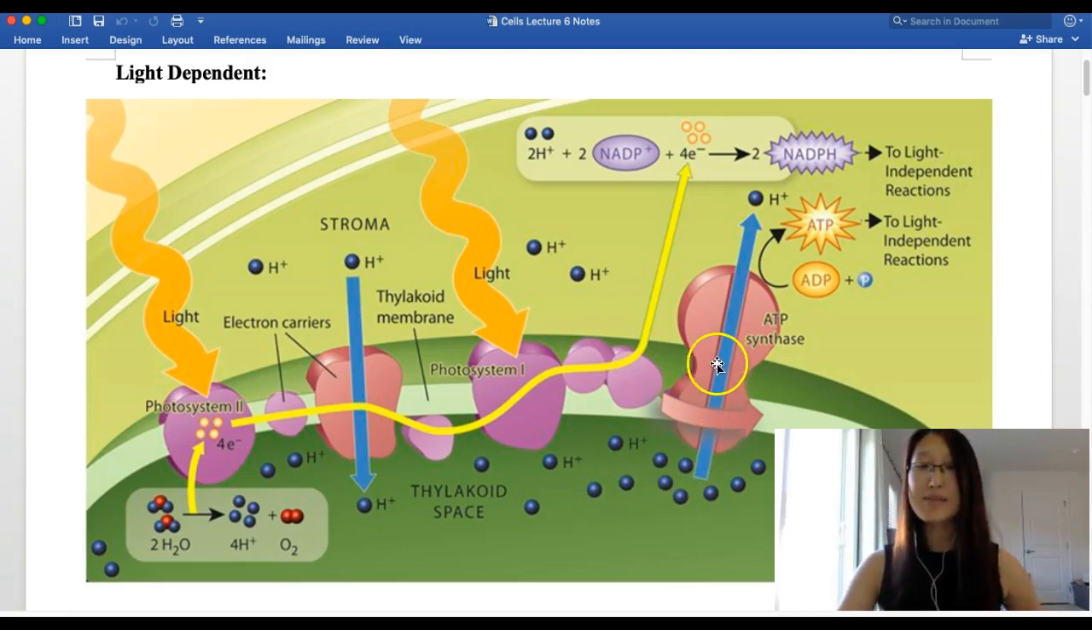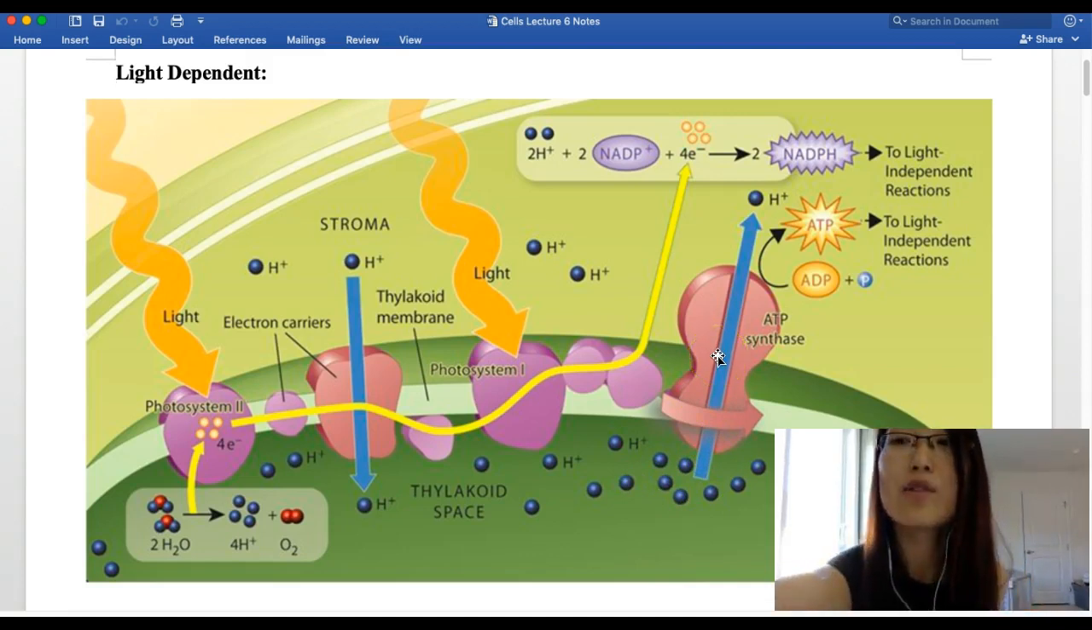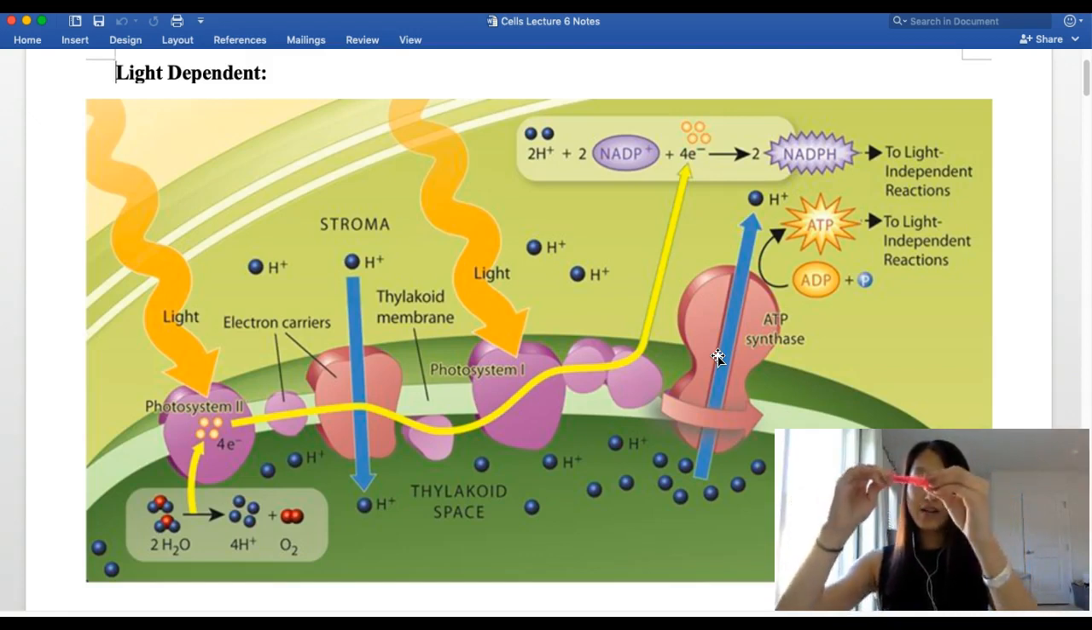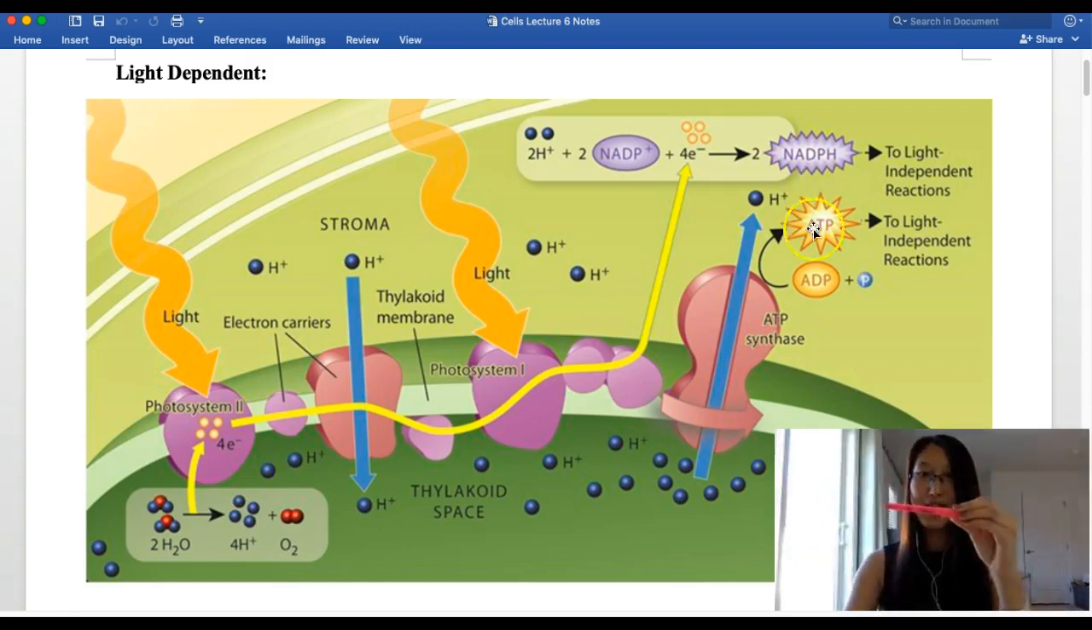So as the ATP synthase spins, it's able to put an ADP and a phosphate group together in order to make ATP. And as you can remember, ATP is a molecule with a lot of energy, and this molecule with a lot of energy is going to go on to the light independent reaction and then use that energy to make sugar. So let's go through this step one more time.